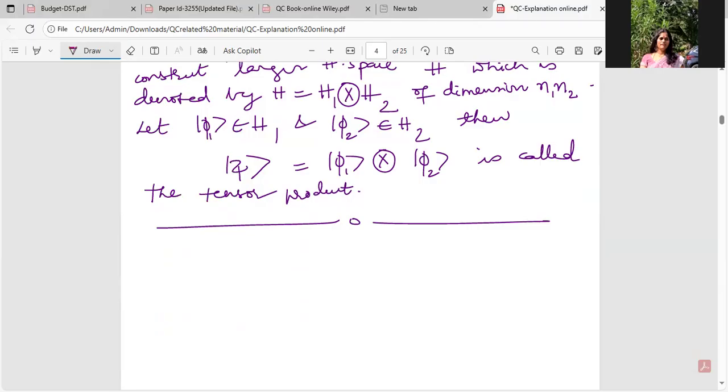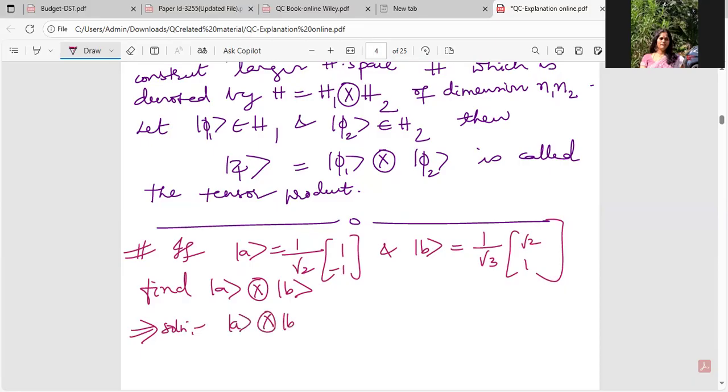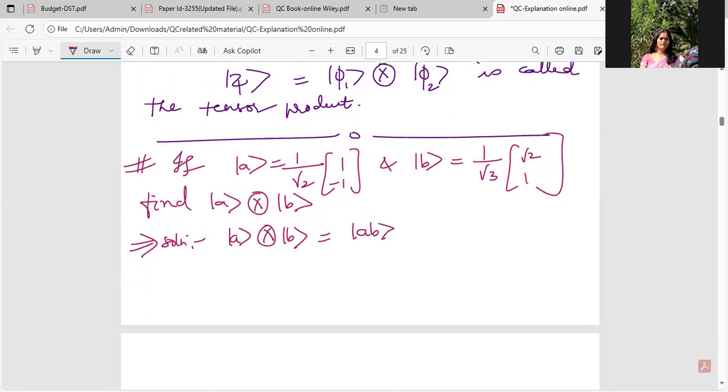Example: if ket A is equal to 1 by root 2 (1, minus 1) and ket B is equal to 1 by root 3 (root 2, 1). Find ket A tensor product ket B is the question. So see the solution, how I'll do it. Ket A tensor product ket B is nothing but ket AB. Shorthand notation of tensor product is ket AB, guys.